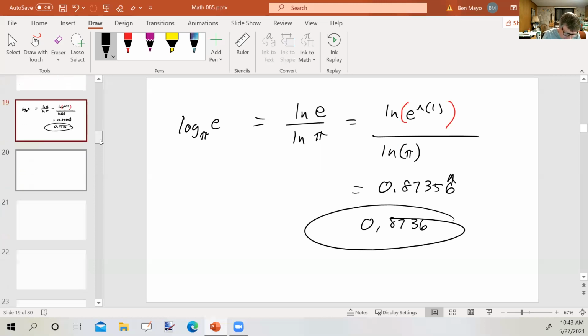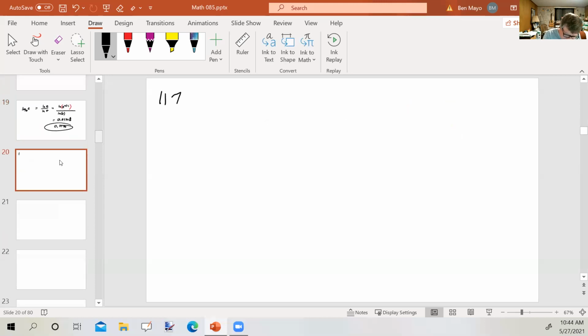All right. Anyway, so that's how you use the change of base formula. We're going to go on now to section 11.7. Okay. So let's see here. All right. We're going to look at some equations.